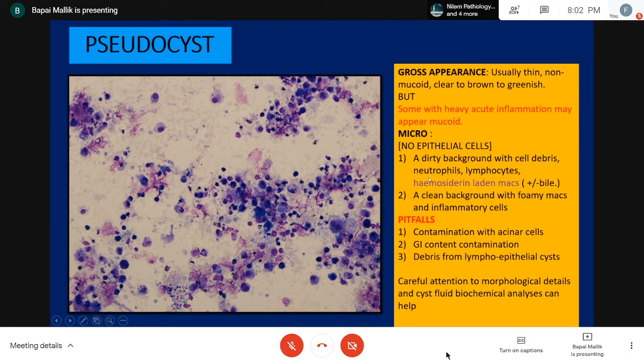Hemosiderin-laden macrophages are present and they may contain bile. But sometimes you may not have a dirty background, you may have a clean background with just foamy macrophages and inflammatory cells. The pitfalls to keep in mind are contamination with Astana cells, GI content contaminations, and debris from lymphoepithelial cysts. These can look very dirty. We are going to see some pictures later on. So a careful analysis of morphological details and cyst fluid biochemical analysis can help in these cases.